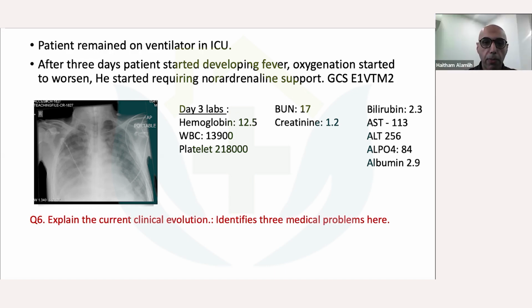So the patient is febrile. She is now on noradrenaline, so most likely she has septic shock. She has bilateral infiltration on the chest X-ray, so maybe the cause is bilateral pneumonia, or even ARDS post resuscitation. We can say septic shock, and that the source of septic shock is pneumonia. What is the third medical problem?